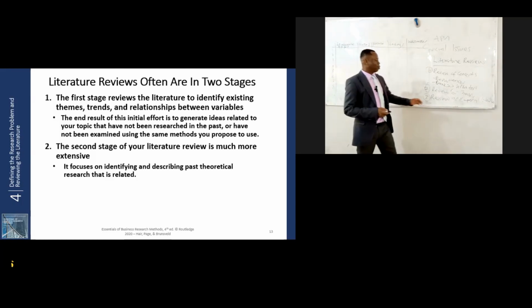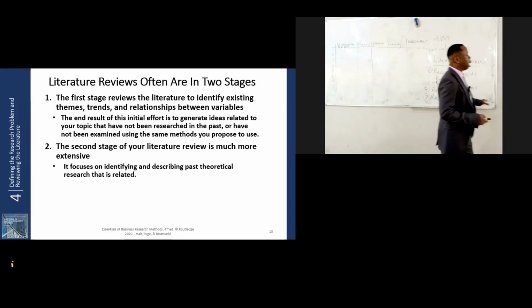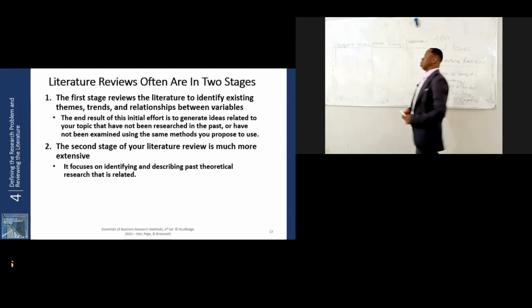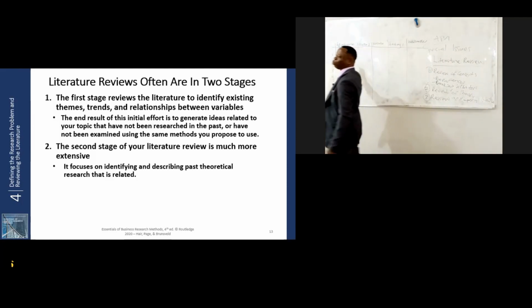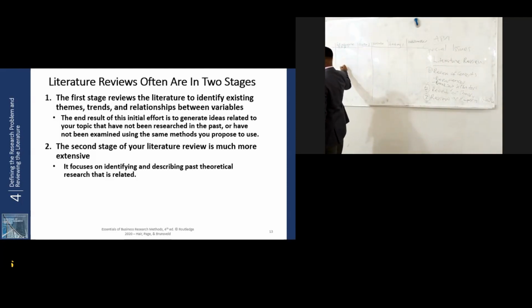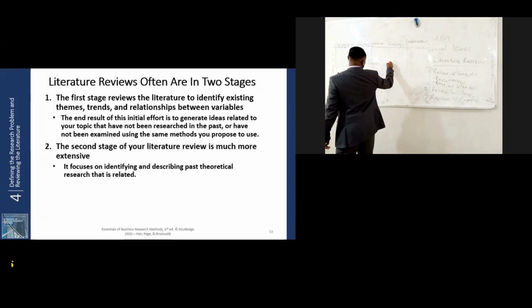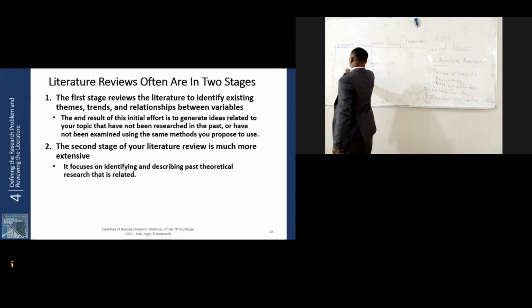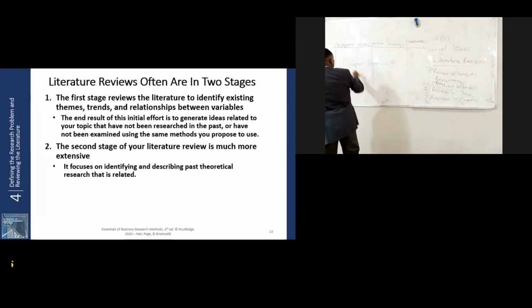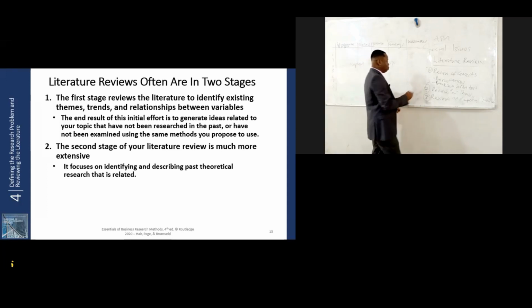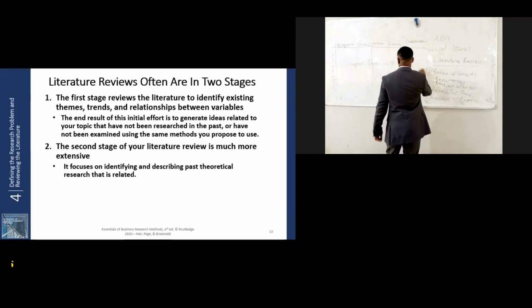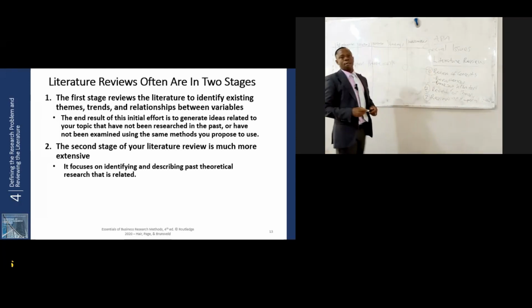Now, when you have finished with the empirical review, sometimes you have what we call a conceptual framework. And we shall come to that in the next lecture. But just to let you know, the conceptual framework still comes under the literature review. Some people prefer that once they have a conceptual framework, they tie it with the review of concepts.